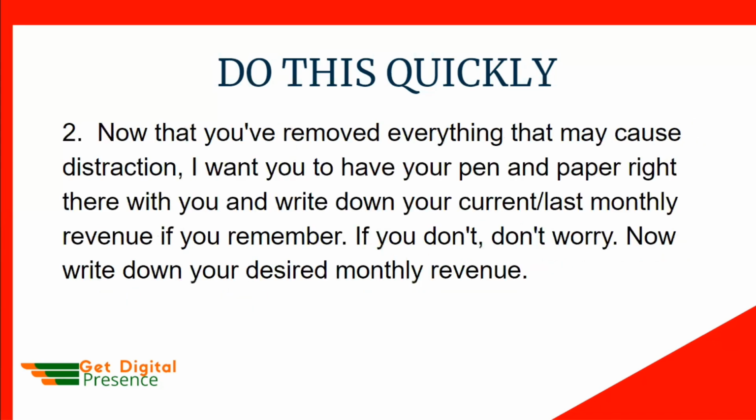And number 2, now that you've removed everything that may cause distraction, I want you to have your pen and paper right there with you and write down your current or your last monthly revenue, if you remember. If you don't, don't worry, just write down your desired monthly revenue. But if you remember, write down your current monthly revenue and write down especially the desired monthly revenue. You need to do that. That will keep you focused as you continue to watch this presentation.